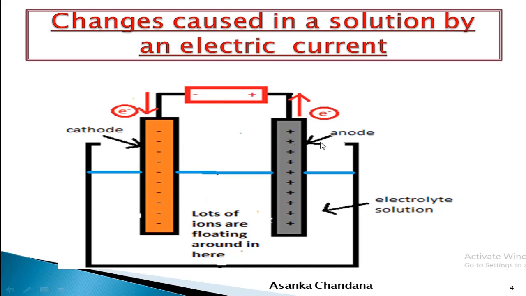When these terminals are connected to the electrolyte solution, changes can occur. When electricity passes through the solution, lots of ions are floating around here.